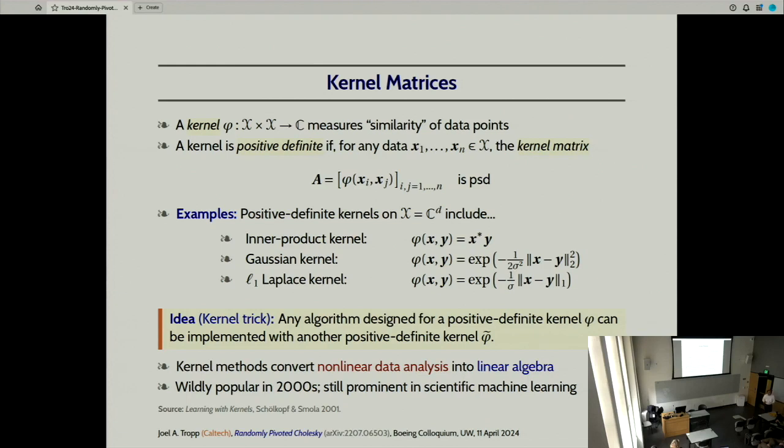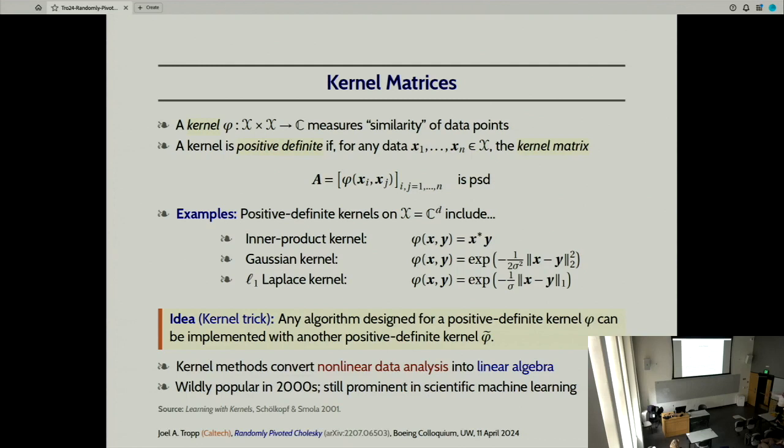This seems like a strong requirement, and yet there are tons of kernels that have this property. One of them is the inner product, where the kernel matrix is the Gram matrix. Another example is the Gaussian kernel that I showed you before, that measures the squared distance between data points and then runs it through a Gaussian function. The remarkable idea, which is called the kernel trick, is that any algorithm that you design for one positive definite kernel can be implemented with another positive definite kernel without any revision.